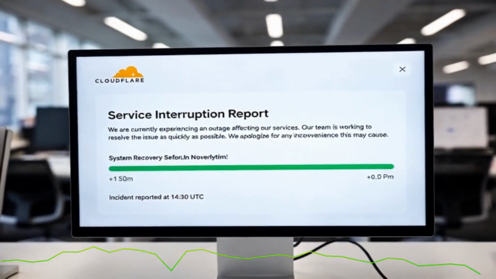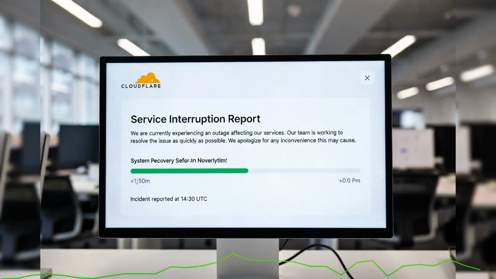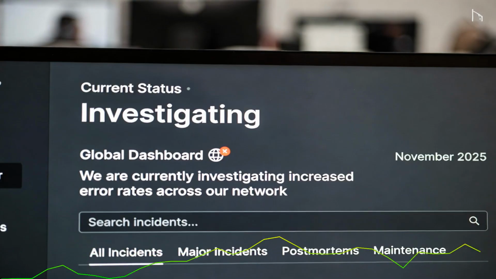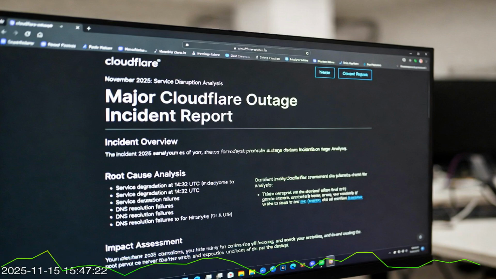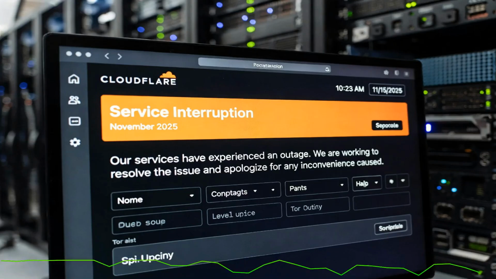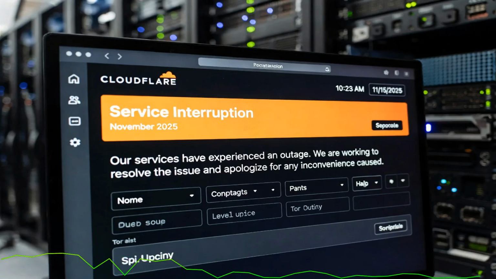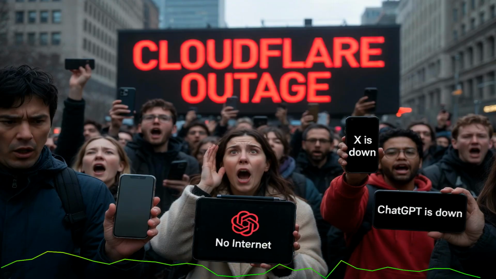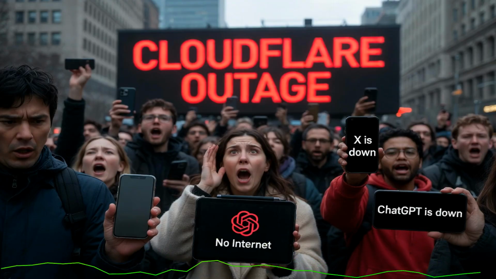Contrast this with AWS, Amazon Web Services. AWS is famously strictly regional. If US East 1 goes down, which, let's be honest, it does, your resources in EU Central 1 are theoretically untouched. Their control planes are sharded by region. The downside? You have to manage multi-region replication yourself. It's more work for you, but it limits the blast radius of a single bad update.